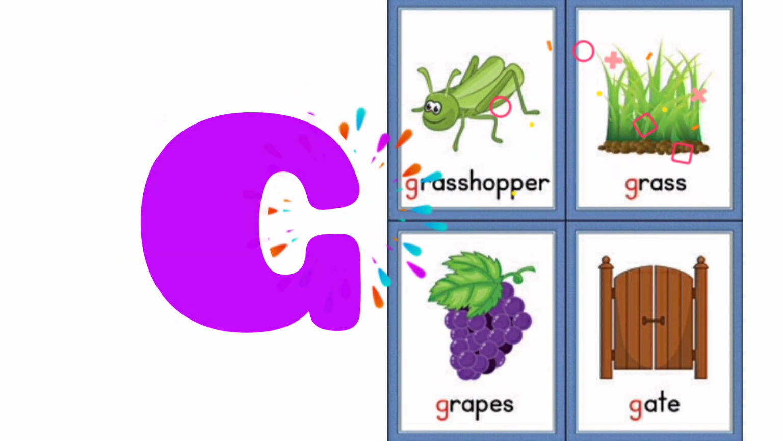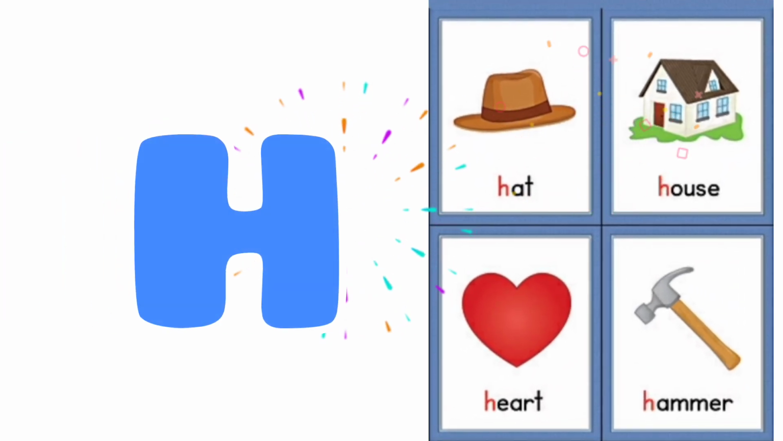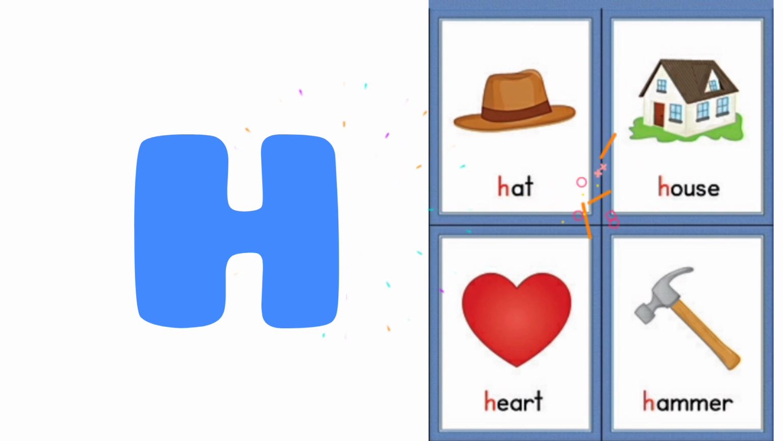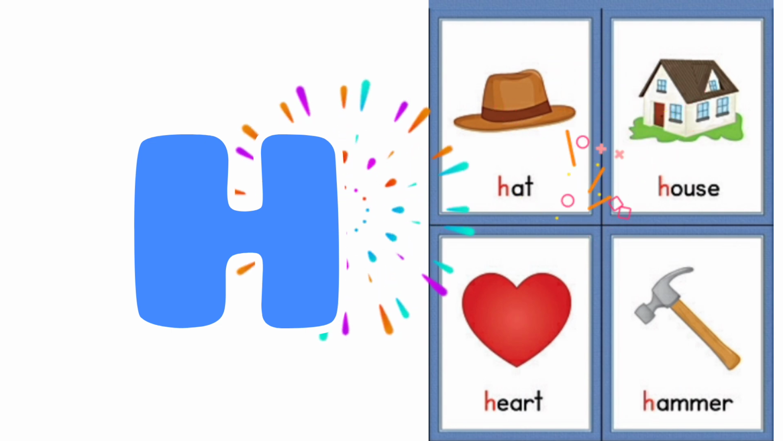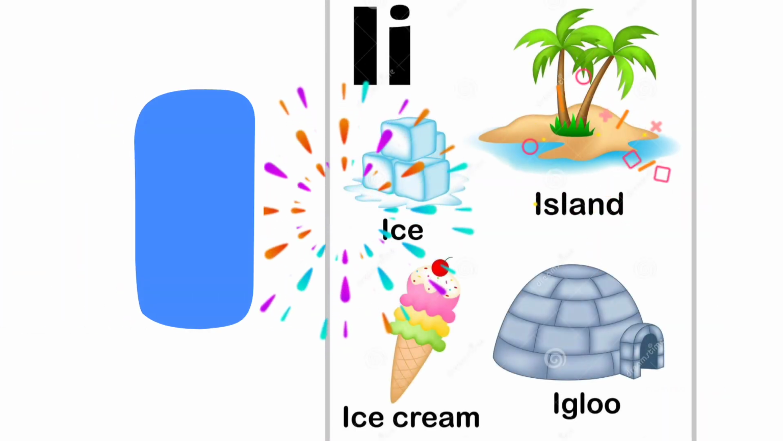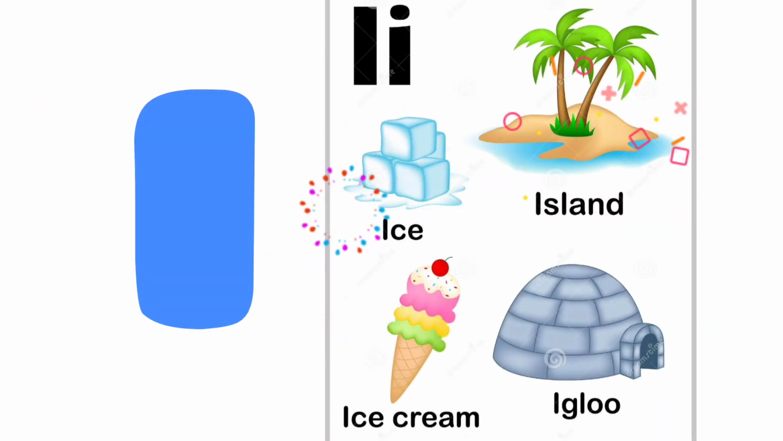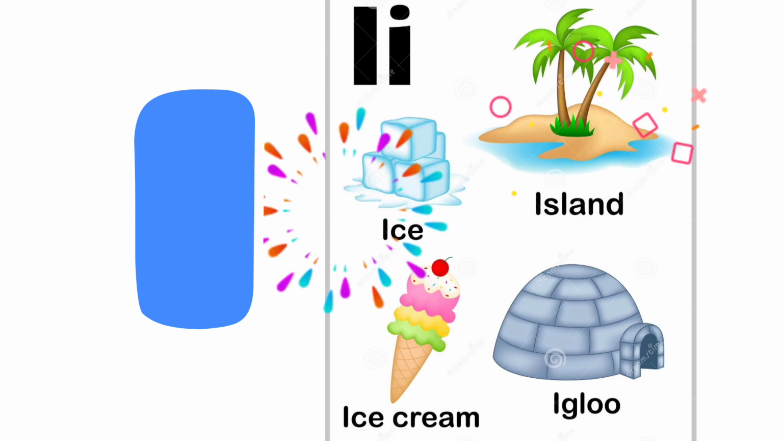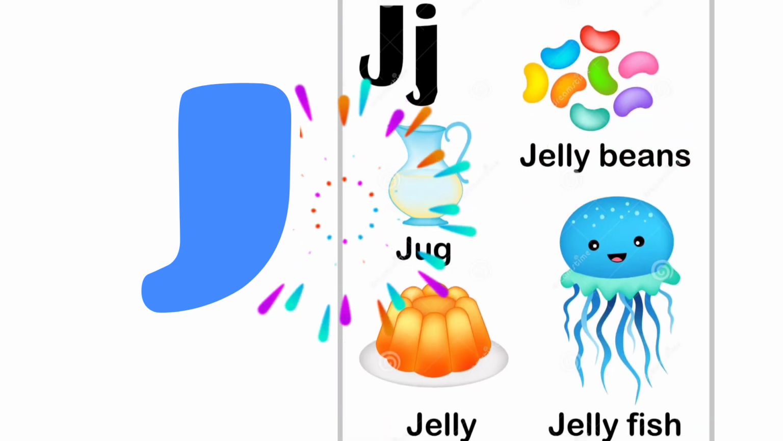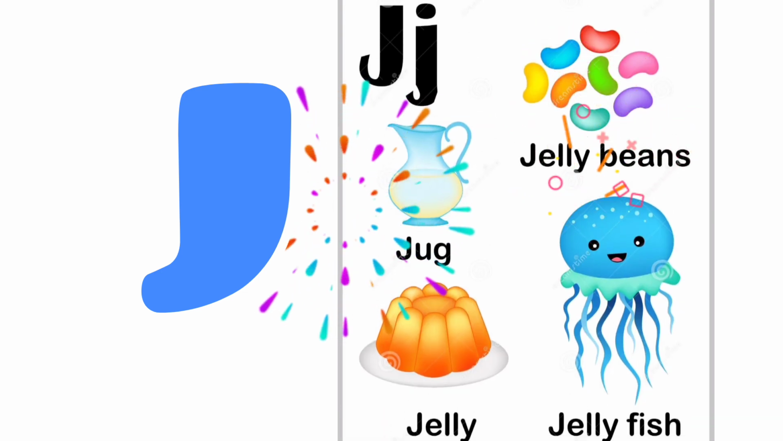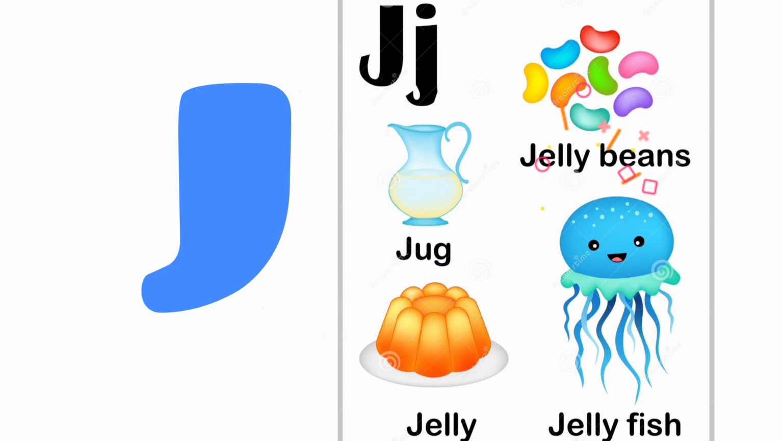Say with me, G. H is for hat, H is for house, H is for heart, H is for hammer. I is for eyes, I is for island, I is for ice cream, I is for igloo. J is for jug, J is for jelly beans, J is for jelly, J is for jellyfish.